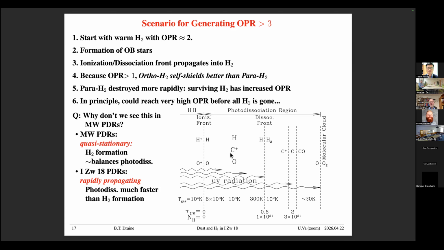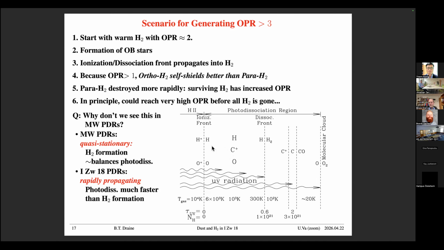And so you're gradually raising the ortho-para ratio by selectively destroying para more rapidly than ortho. So in principle, you could raise the ortho-para ratio to very high values just before the last molecules are gone. Now, we don't see this in the Milky Way. When we look at the ortho-para ratio in, say, the Orion PDR, we don't find values greater than 3.